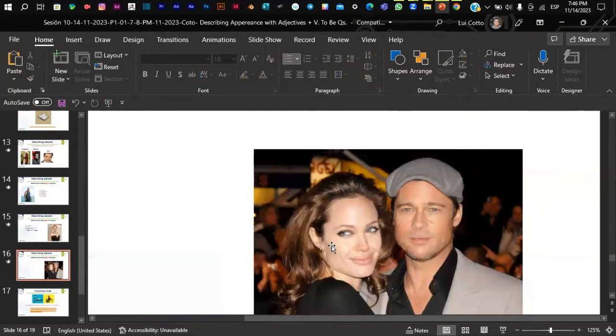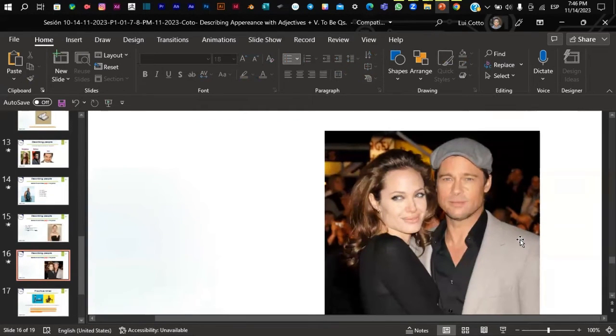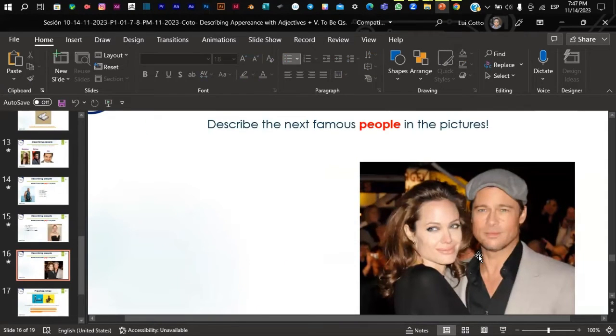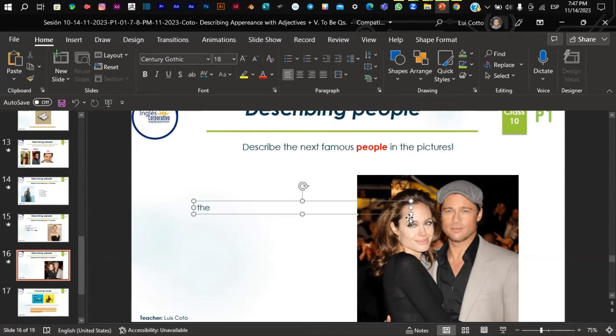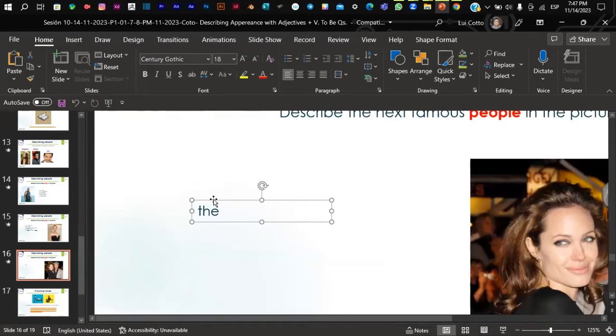The famous couple that were together a long time ago. They were married, I guess. Estuvieron casados, I guess. Who are they? Do you know them? Brad Pitt. Angelina Jolie. The famous Angelina. Yes, correct. Describe how they look in appearance. Not in personality. Are they so good? Happy. Okay, but the sentence should be complete. Complete the sentence.